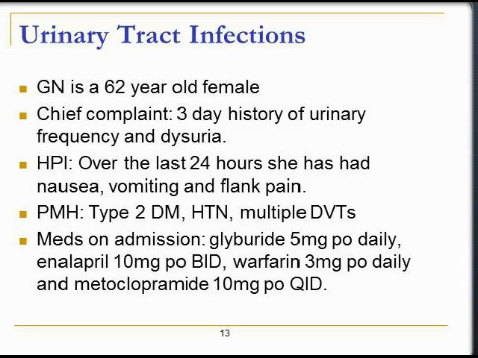All right, moving on now to urinary tract infections, which start in the middle of page 12, and case number 4 is on the middle of page 13, GN. GN is a 62-year-old female who presents to your clinic with a 3-day history of urinary frequency and dysuria. During the past 24 hours, she's also had nausea, vomiting, and flank pain. She has a past medical history of type 2 diabetes, hypertension, and multiple DVTs.